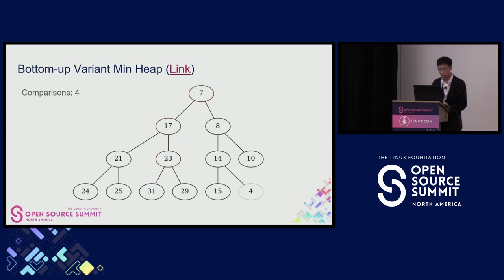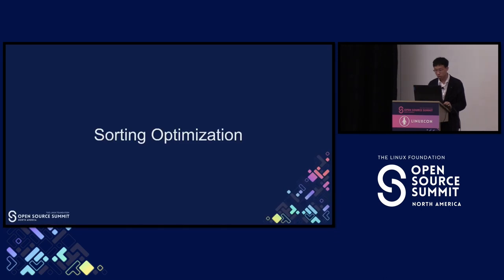And we do the swaps, three swaps to swap the root node to the leaf, and then we have the work done. So we have reduced the comparison number in this example from 6 comparisons to only 4 comparisons. And also in the meantime, we maintain the same swaps number. Okay, so that's the data structure part. And next, let's talk about the sorting optimizations.